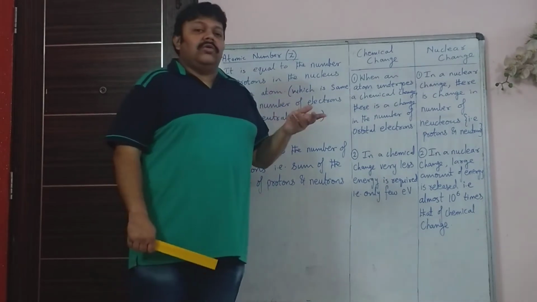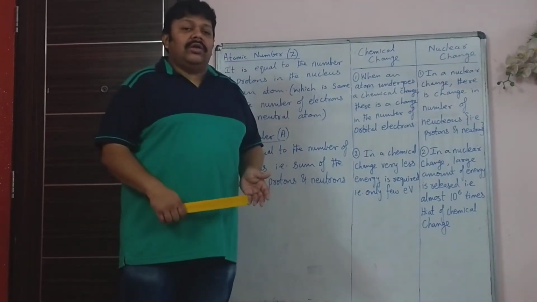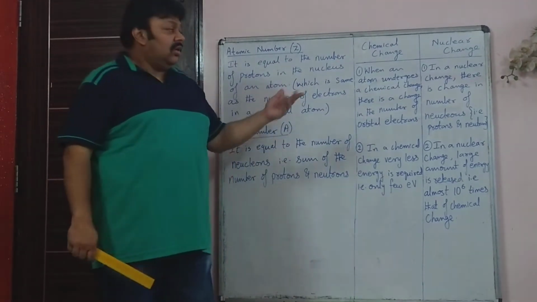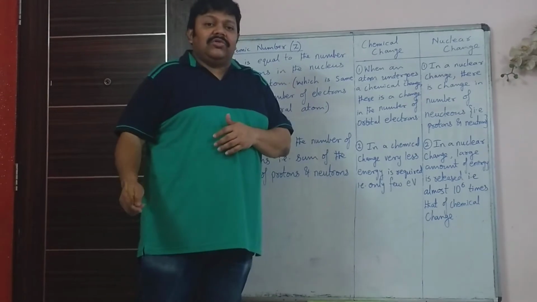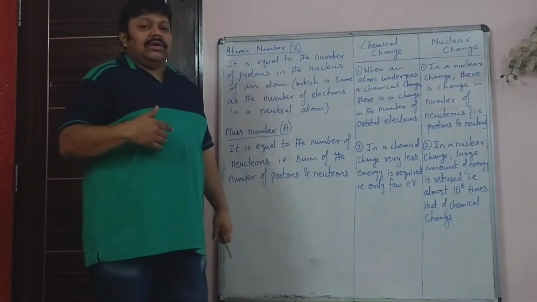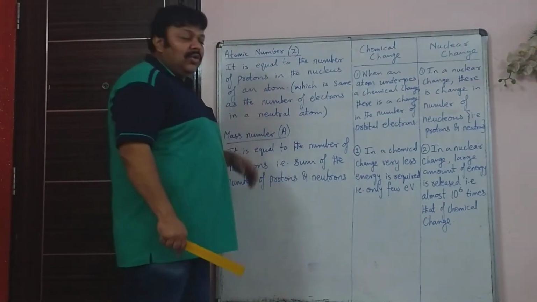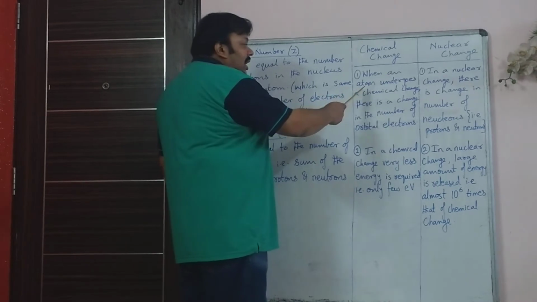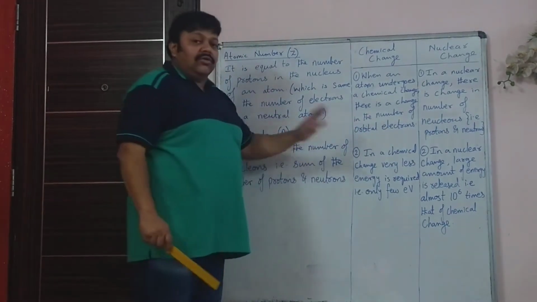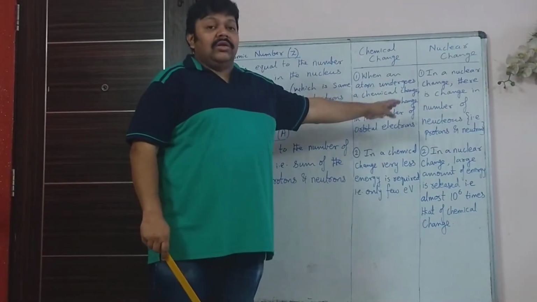Next we see what is the difference between a chemical change and a nuclear change. Chemical change is what you see in chemistry. It's all got to do with giving, sharing and accepting electrons. The entire chemistry is based on what happens in the orbital electrons, where electrons are given, taken or shared to form compounds. So when an atom undergoes a chemical change, there is a change in the orbital electrons, whereas nothing of this is to be done in a nuclear change.